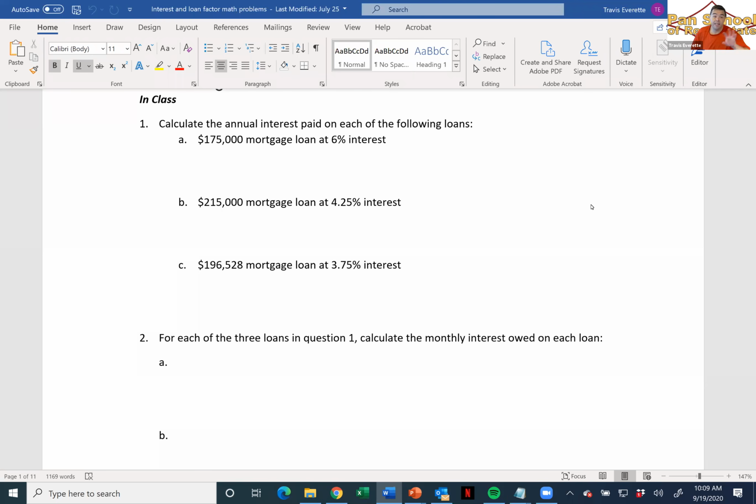Accrued interest and interim interest are both expressions of a portion of a month's worth of interest. Either the portion of the month that's already happened, which is accrued interest, or the portion of the month that has not happened, which is interim interest.